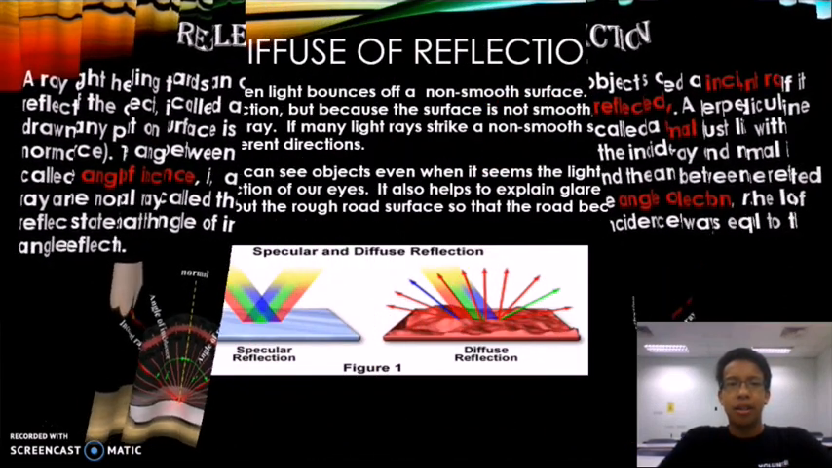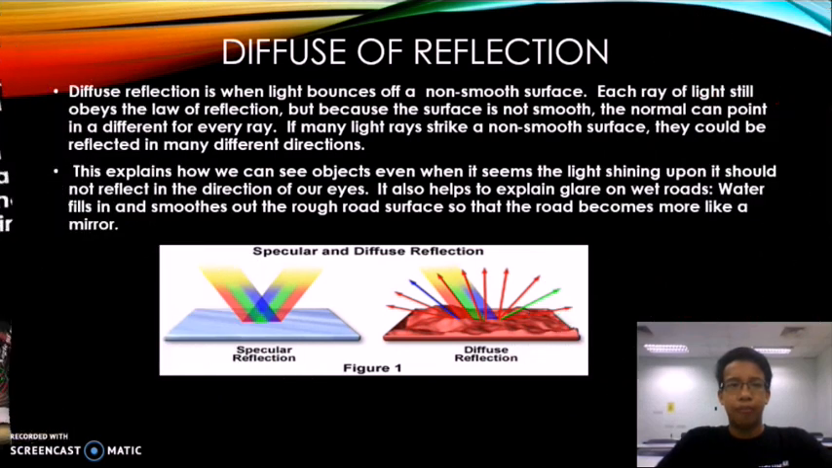Next, diffuse reflection. Diffuse reflection is when light bounces off a non-smooth surface. Each ray of light still obeys the law of reflection, but because the surface is not smooth, the normal can point in a different direction for every ray. If many light rays strike a non-smooth surface, they could be reflected in many different directions. For example, in figure 1, this is the cause of diffuse reflection.